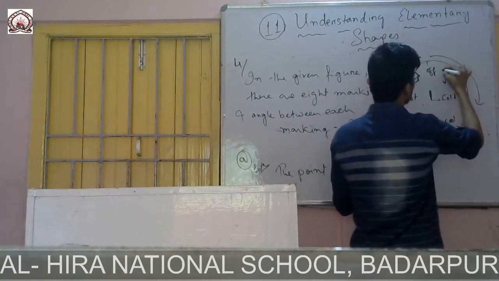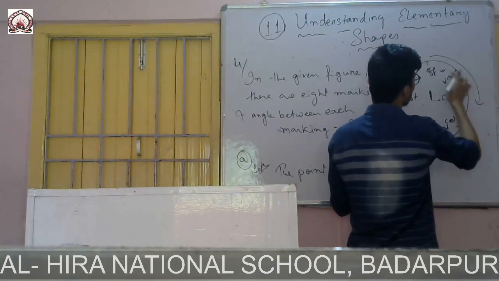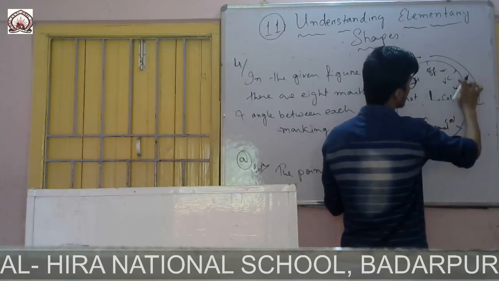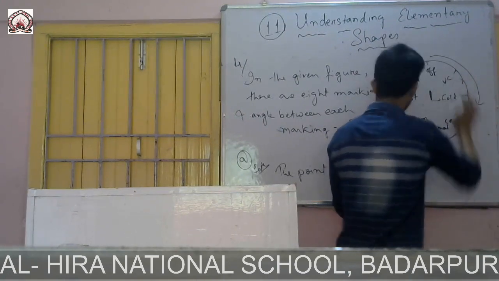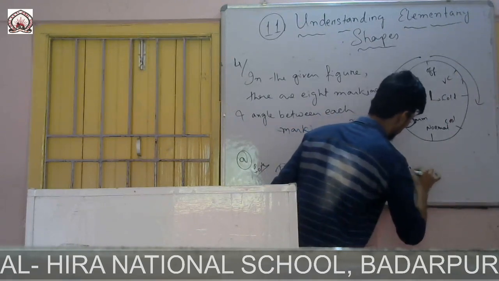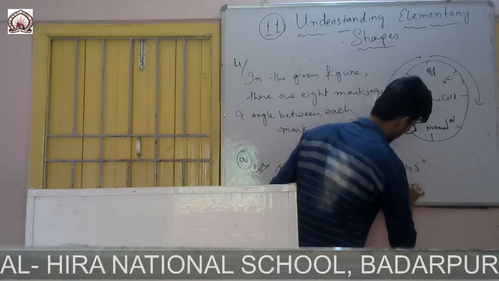From off, there is one angle, there is another one. So this one is 45, this one is also 45. That means 45 plus 45. We can write 2 into 45. So 2 into 45 degree, which is equal to 90 degree.